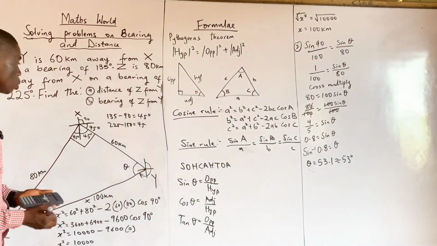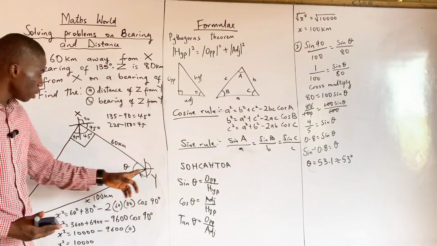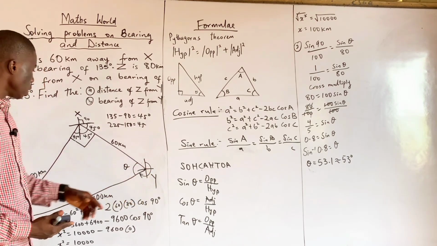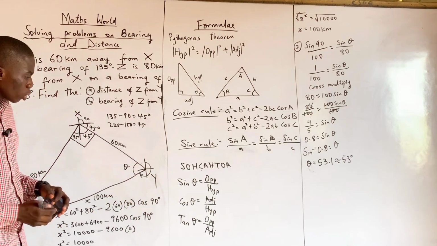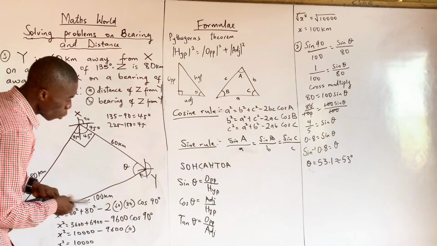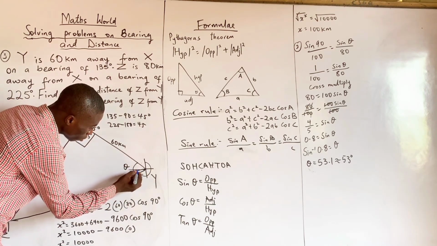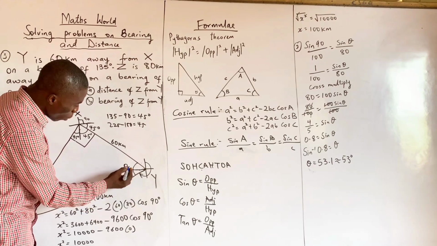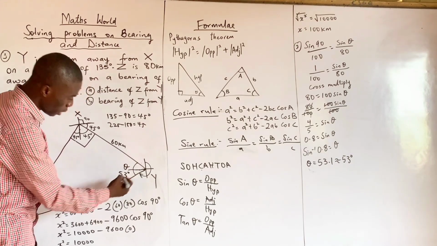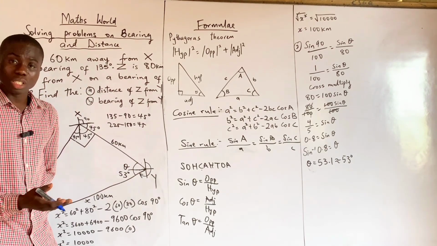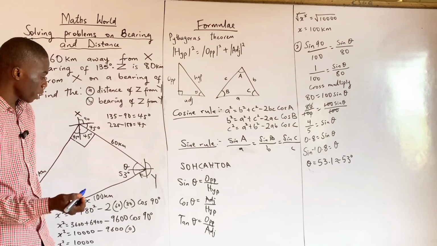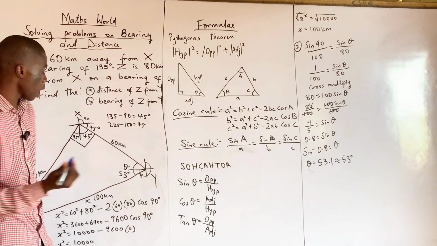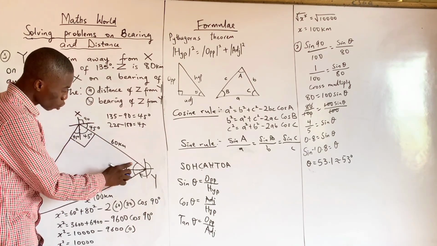But that's not what they say we should look for. They say that we should look for the bearing from this point to this point. So how can I get that? Listen attentively. We get this, but how can we now get from here to here when we get here to be 53 degrees? It may look complicated, but it's not. Remember what I told you about alternate angles. This 45 must be equal to this 45.